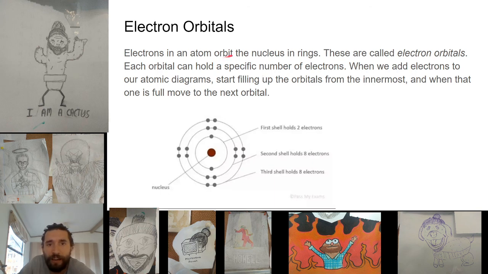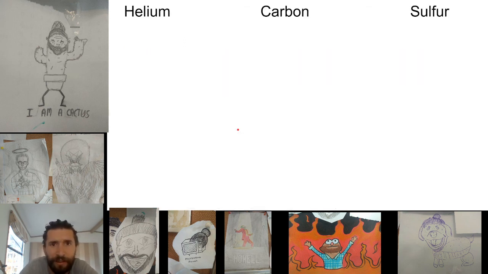So electrons in an atom orbit the nucleus in rings. These are called electron orbitals. Each orbital can hold a specific number of electrons. When we add electrons to our atomic diagram, start filling orbitals from the innermost, this one here, and when that one is full, move on to the next orbital. So let me show you how that's done.